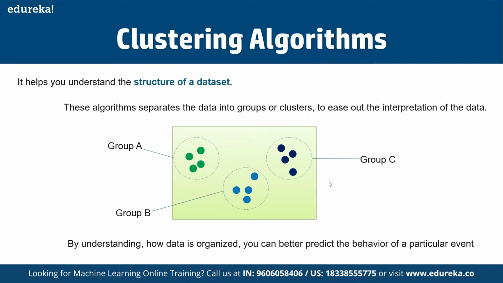It helps us in understanding the structure of a data set. These algorithms separate the data into groups or clusters to ease the interpretation of the given data. Let's say here we have group A, group B, and group C. By understanding how data is organized, we can better predict the behavior of a particular event. This type of problem involves assigning the input into two or more clusters based on feature similarity.